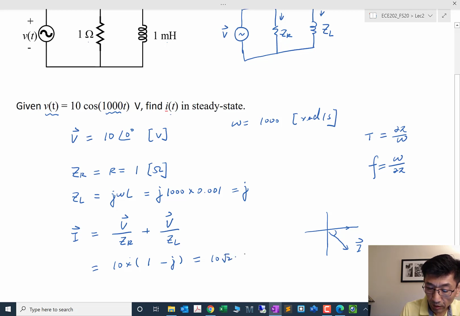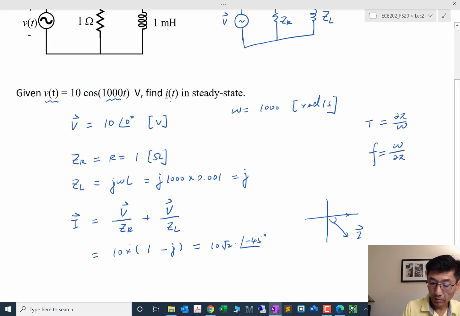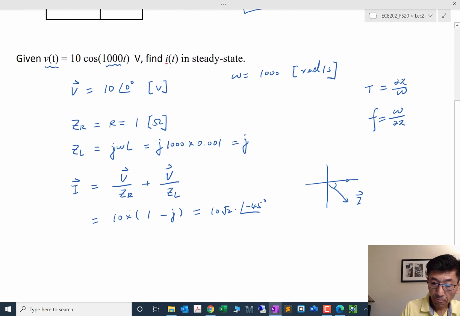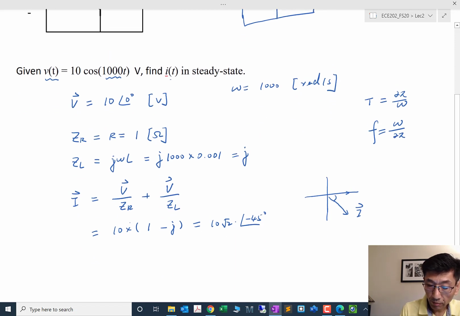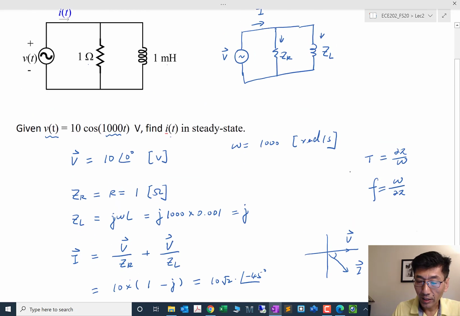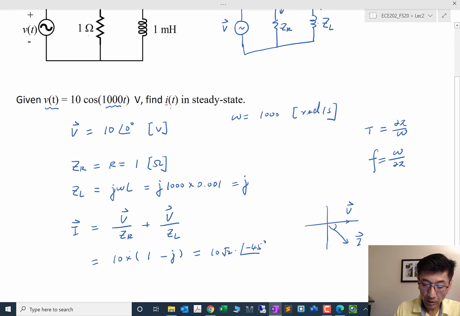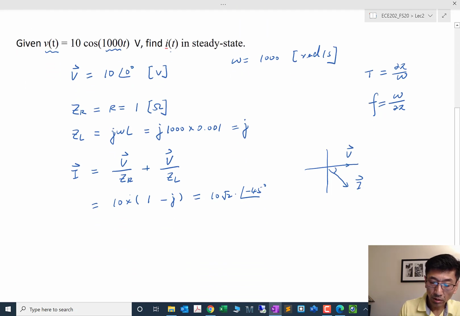negative 45 degrees, right? So in this case, if the voltage is here, the current is lagging this voltage, which is very typical for what we call the inductive load, right? Z sub L, and since this is inductance, this is an inductive load, and the current is lagging the voltage, which is very common on the power system as well, since most of the loads are inductive.